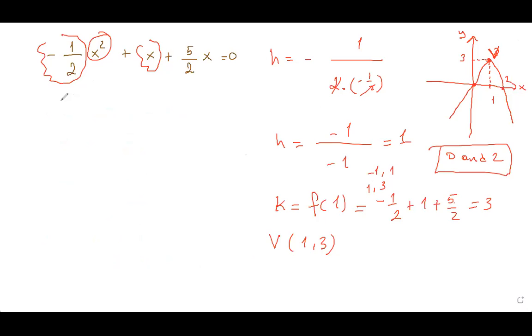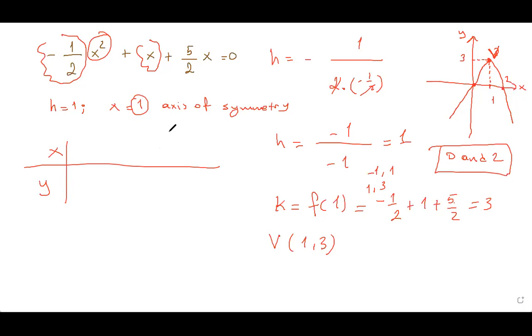When I decide h is equal to 1, it means that x equals 1 is the axis of symmetry. When I have an axis of symmetry, draw a table of x and y. On the left side of 1 and on the right side of 1, take some numbers. Less than 1, for example you have 0. Less than 0, for example negative 1. Greater than 1, you have 2 and 3. I'm just taking any numbers which are closer to my axis of symmetry. Till here, any question?